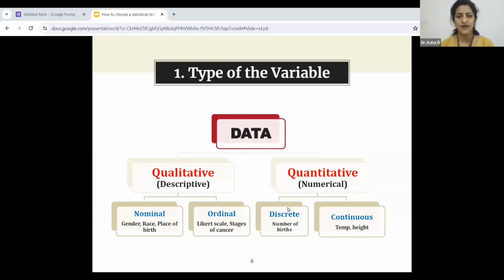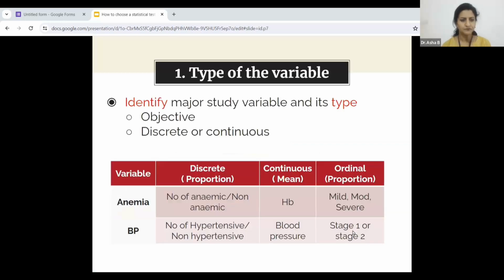So moving to the first step, what we have is the type of the variable. In the last session, we have seen how the data needs to be classified. Based on the nature of the variable, it can be either qualitative data or quantitative data. Further, qualitative data can be nominal or ordinal based on the order, and quantitative can be discrete or continuous. Many of the statistical tests actually rely on discrete and continuous type of data. Let's see this again with some examples.